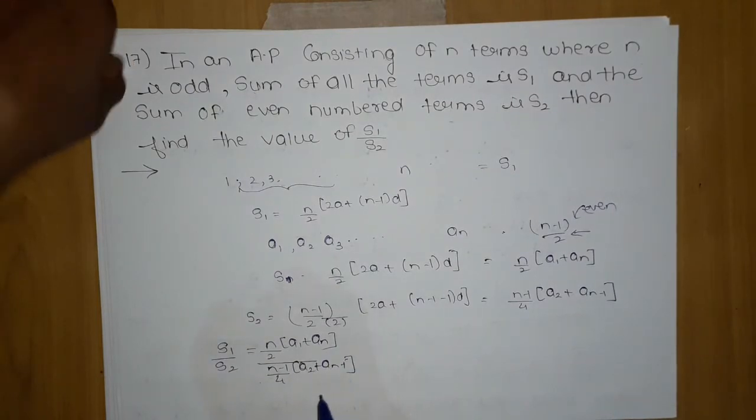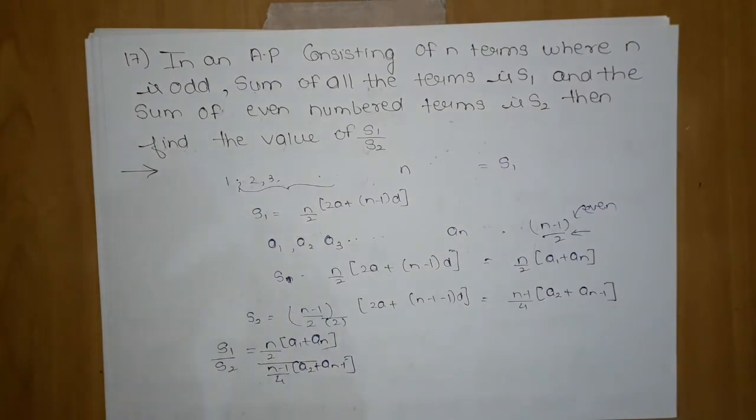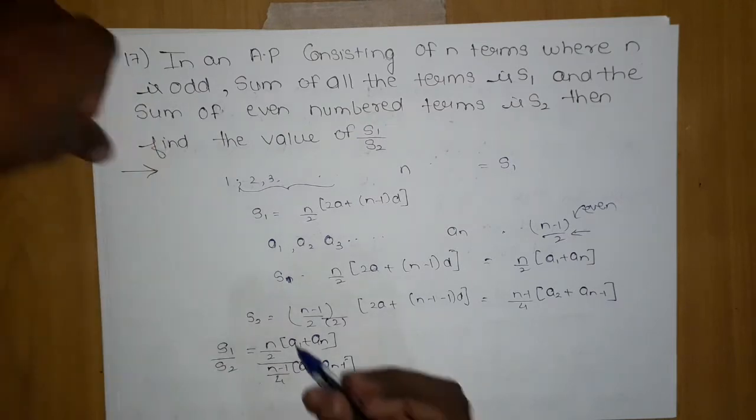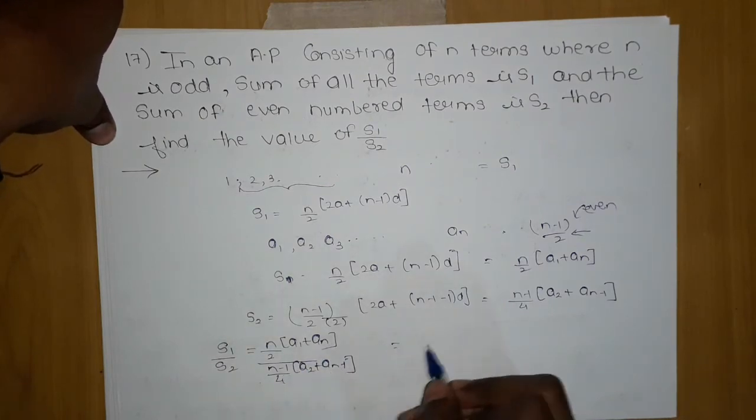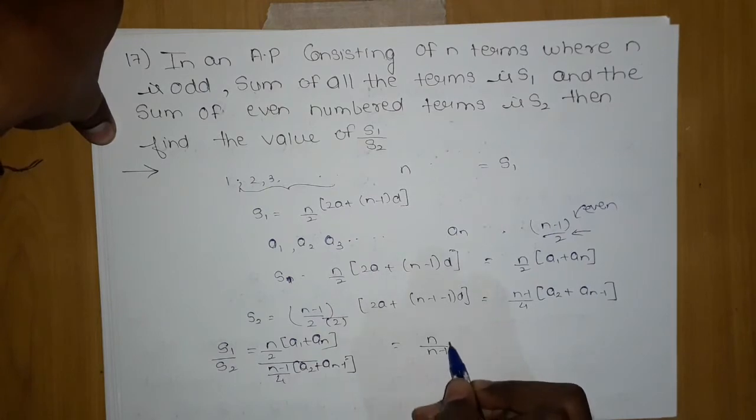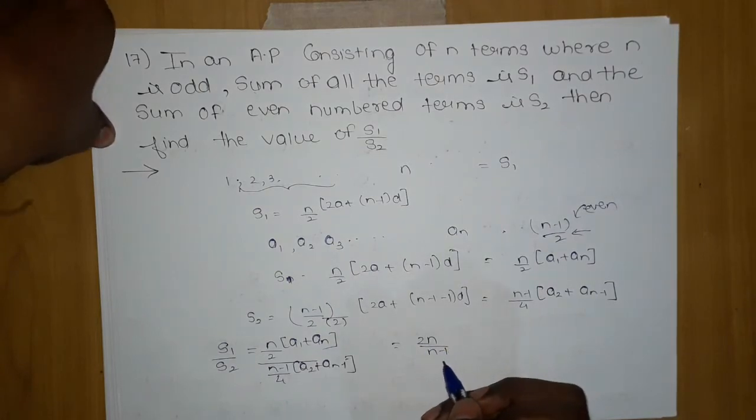Now here the thing comes into the picture: if I take the terms from both ends, the second term from the start and the second term from the last, their subscripts add up to n plus 1, so their values are the same, nothing but am. So (a1 plus an) by 2 and (a2 plus a(n minus 1)) by 2 will cancel out, which will give me n upon n minus 1 into 2, that is 2n upon n minus 1.